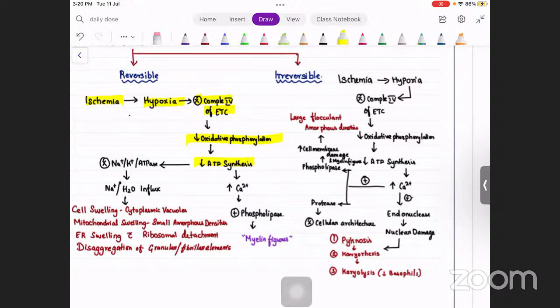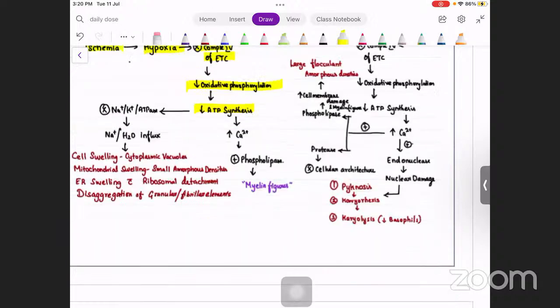But what are the characteristic findings in reversible and irreversible cell injury? So lack of ATP, increased intracellular calcium level, activation of phospholipase, and you will see the myelin figures. Very, very important MCQ. Decrease in ATP synthesis could result in blockade of the sodium-potassium ATPase because no ATP is available for exchange. So sodium and water will influx.